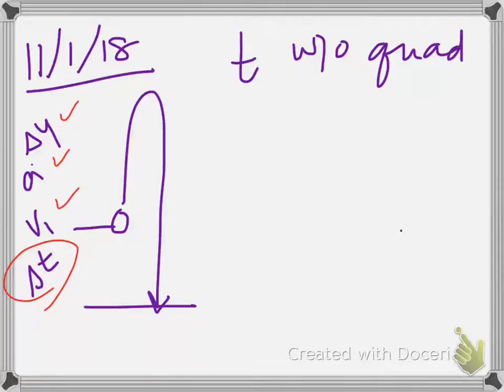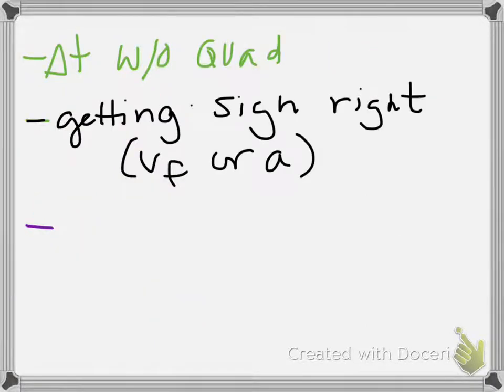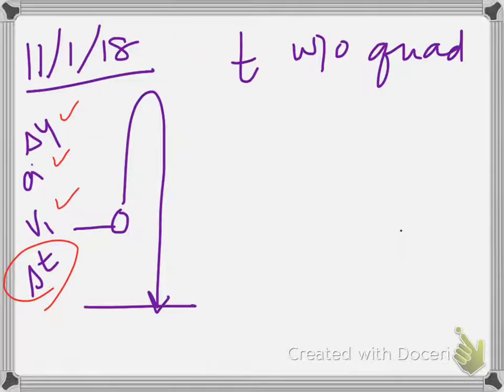Okay, so we're going to just walk through problems. First one people wanted to talk about was getting time without the quadratic, help on that. So this is usually used for those time in flight kinds of problems where we want to get t, we don't want to use the quadratic.